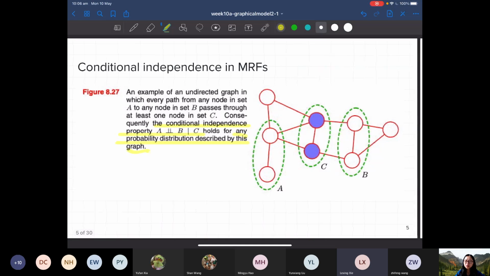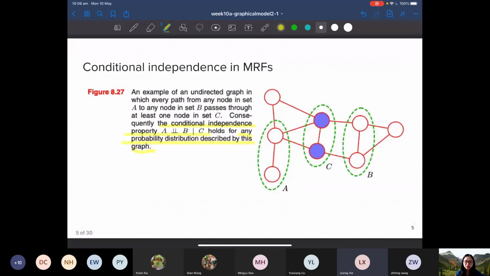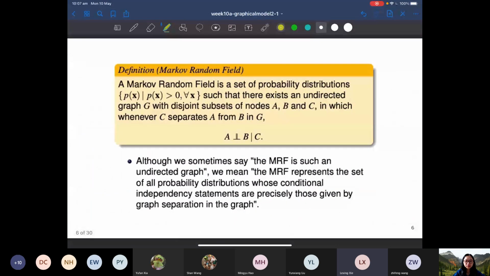So that looks a lot simpler, right? So let's expand this a little bit and figure out what this means. So more formally, a Markov random field is a set of probability distributions, P of x, such that there exists an undirected graph with disjoint subsets of nodes A, B, and C, in which whenever C separates A from B in G, A and B are conditionally independent given C.